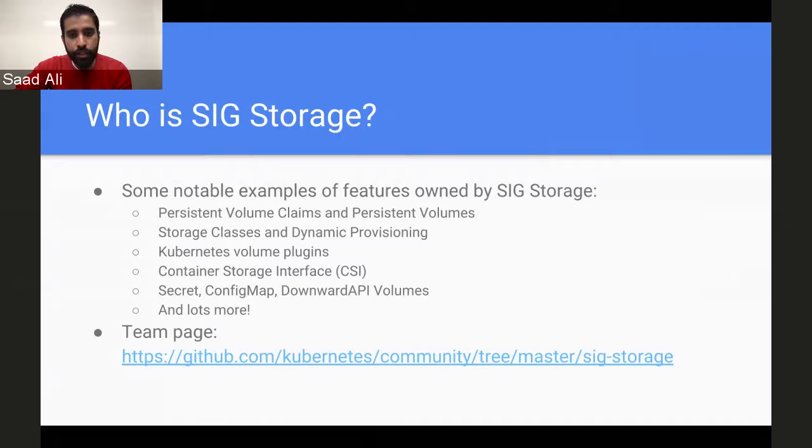So some notable examples of features that we own are persistent volume claims and persistent volumes. These are Kubernetes API objects you've probably heard of. We are responsible for dynamic provisioning and the storage class API objects that enable dynamic provisioning. We are responsible for all the Kubernetes volume plugins you've probably heard of, whether they're empty dir, GCPD, VM, vSphere, Portworx. There's a ton of these volume plugins. We are responsible for all of them.